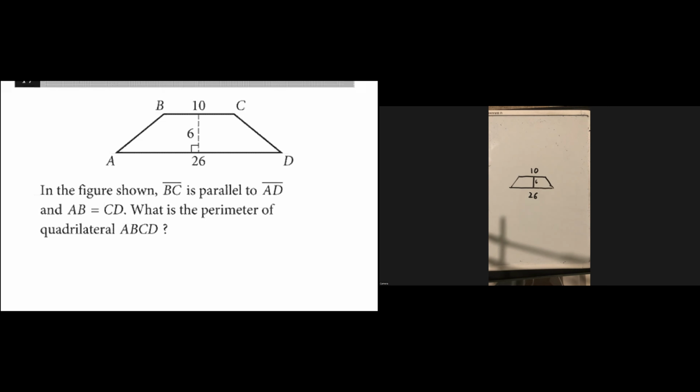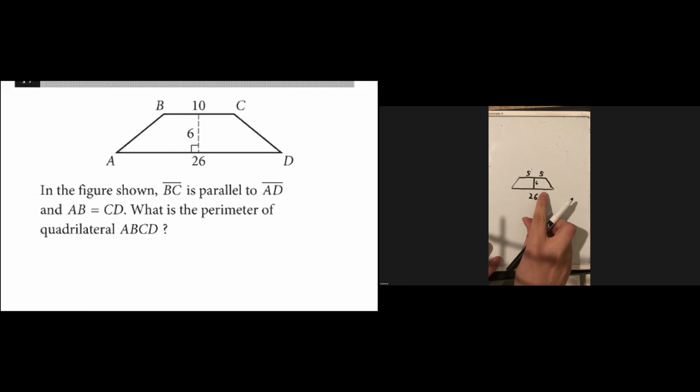Okay, so for this one, we're given a quadrilateral ABCD, and it asks us to find the perimeter. Well, to find the perimeter, we would have to find the length of these two sides here, and they should be equal to each other. The reason we know that is because we're told that BC is parallel and AB is equal to CD. Since this top part is 10, we can say this is 5 on the left and 5 on the right, because that adds up to 10.